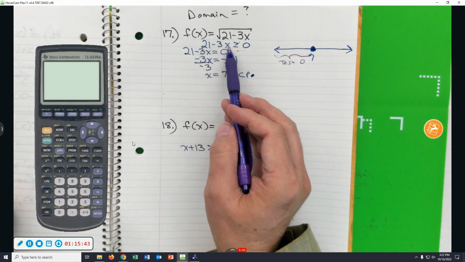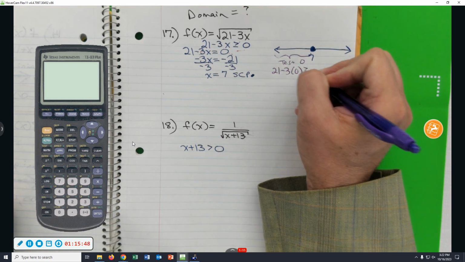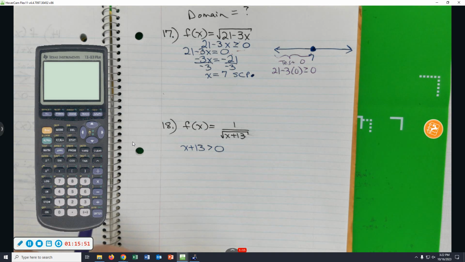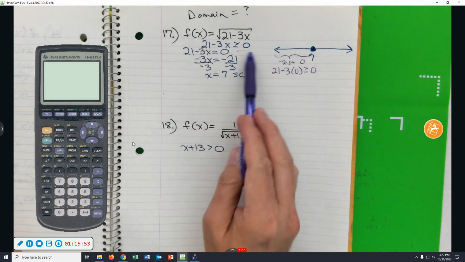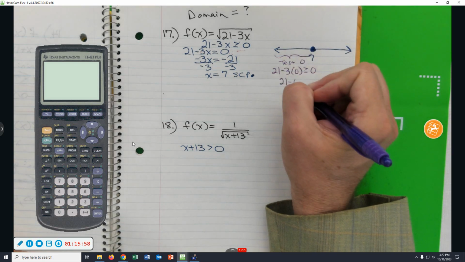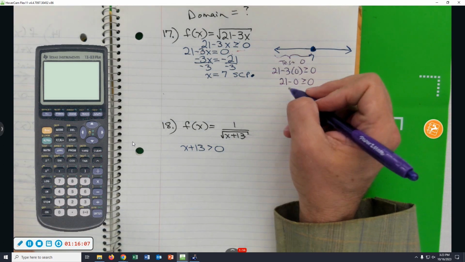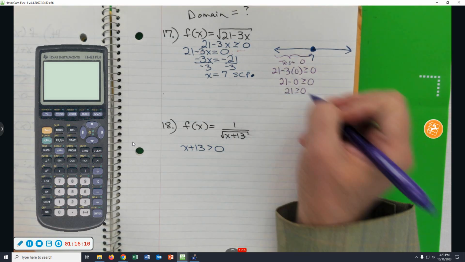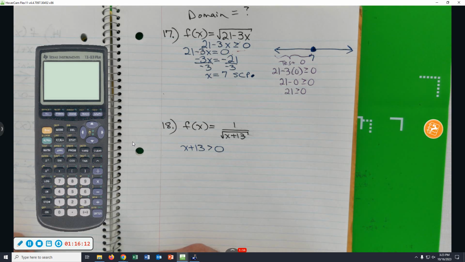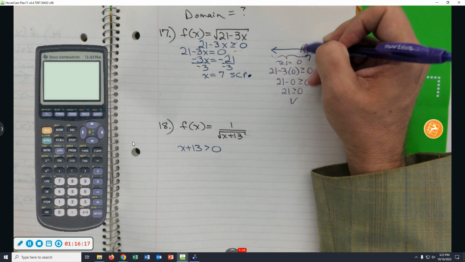21 minus 3 times 0. Is that greater than or equal to 0? Definitely not equal. So that's 21 minus 0. Is that a true statement? Yes. 21 is greater than 0. Y'all seem uncertain. Is that a true statement? Yes. So we shade.